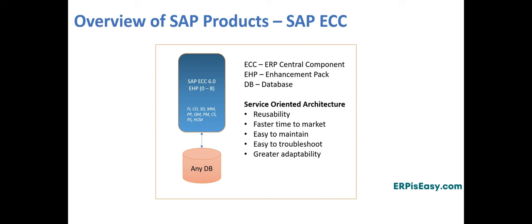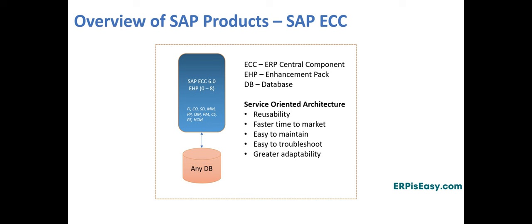S/4HANA Cloud Public Edition is a complete ERP system with an SAP-managed public cloud infrastructure. It is intended for new customers ready for a clean slate who want to begin their S/4HANA project in the cloud. It's also a popular choice for subsidiaries of large enterprises running SAP on-premise systems and any business looking to scale quickly with an all-in-one subscription-based solution.